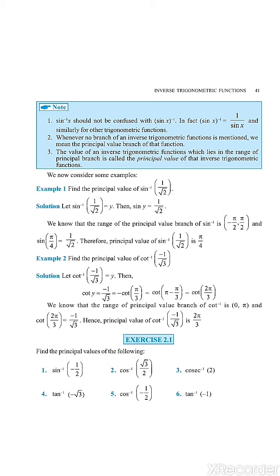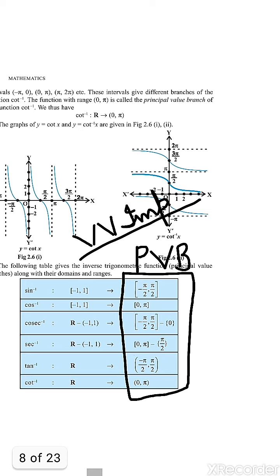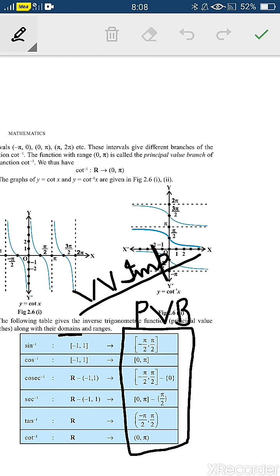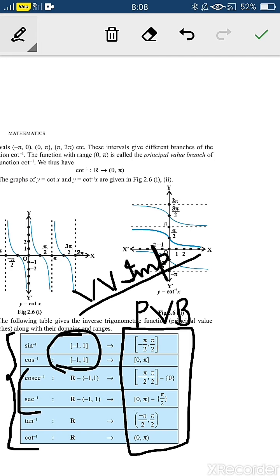Now we are going to start with our second video of the chapter inverse trigonometric functions. In the previous video we did the table of inverse trigonometric functions, that is domains and ranges. We saw that the domain of sine inverse and cos inverse is the closed interval -1 to 1. For cosecant and secant inverse, the reciprocals of sine and cos, the domain is the real numbers minus the open interval -1 to 1.